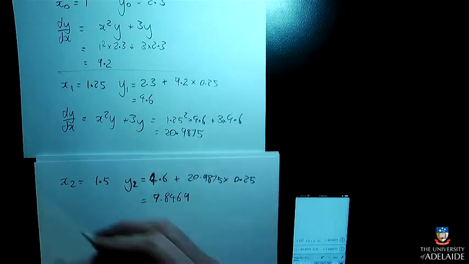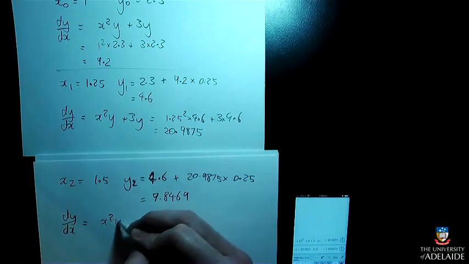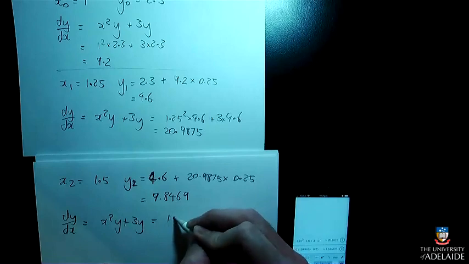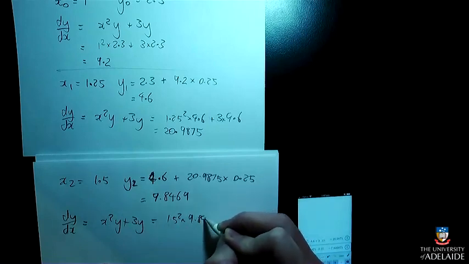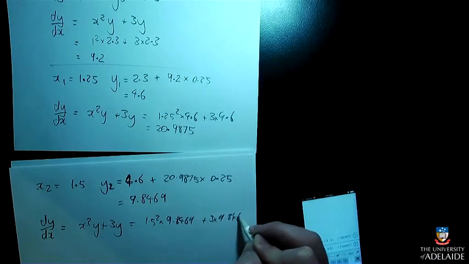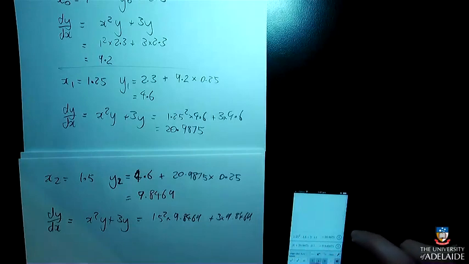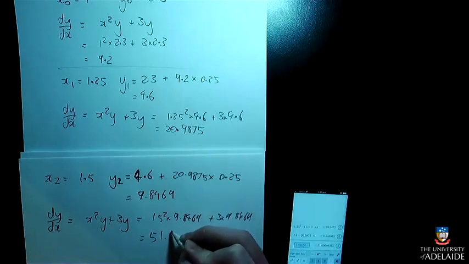9.8469. And so I'm going to need the dy and dx to figure out how to get to the next step. So it'll be 1.5 squared times 9.8469 plus 3 times 9.8469, and that gives 51.